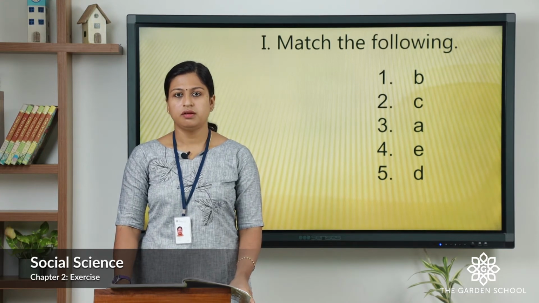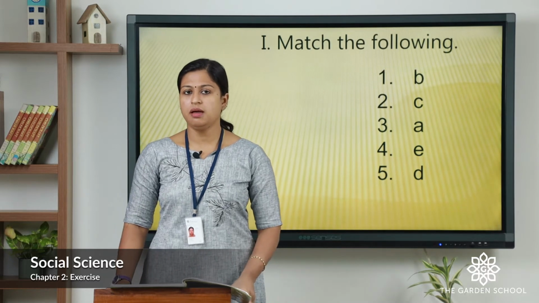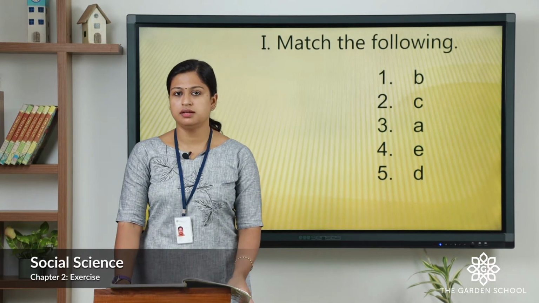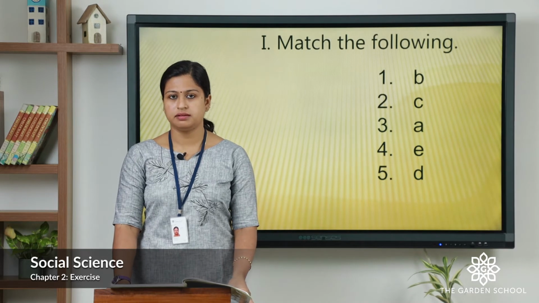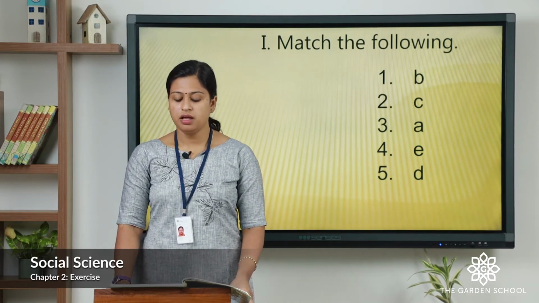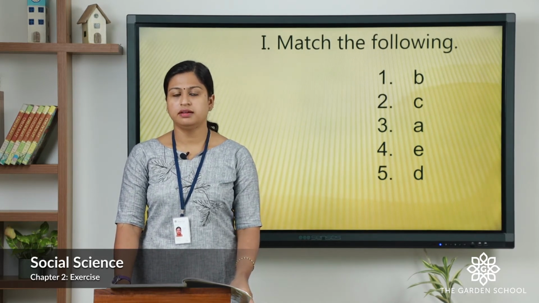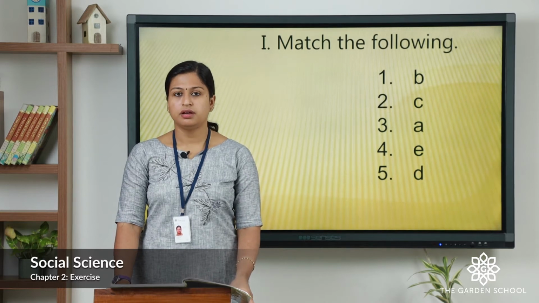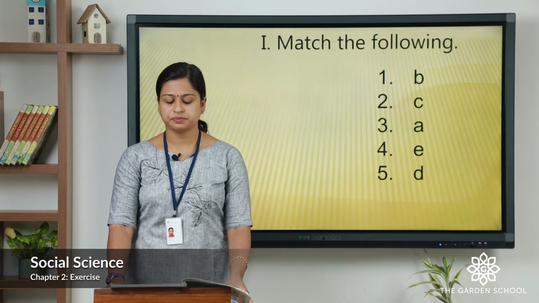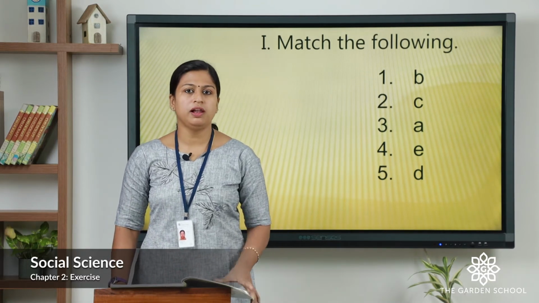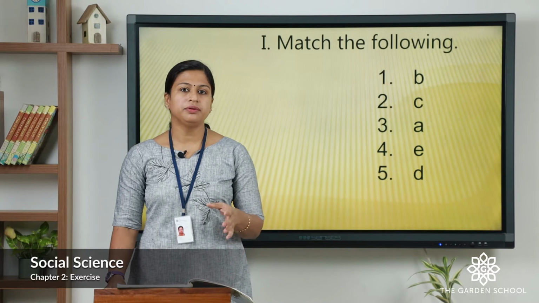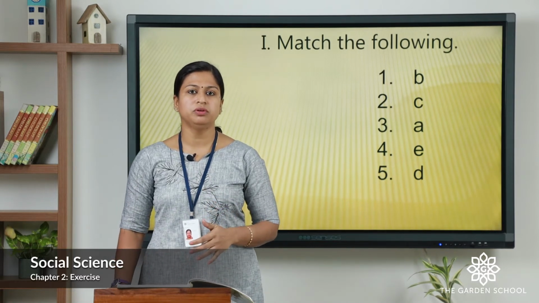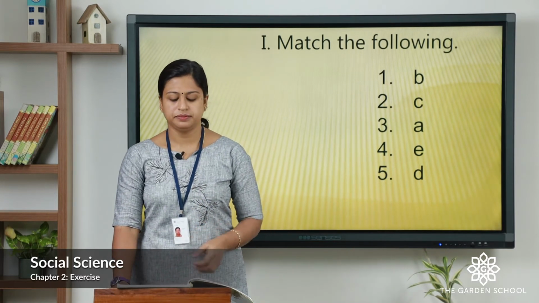Fourth one, Western Hemisphere. The correct answer is area between 0 degree and 180 degree west. Fifth one, Tropic of Cancer. The correct answer is 23.5 degree north latitude. I hope you all have marked your answers. You have to write all the answers in your notebook with proper date.